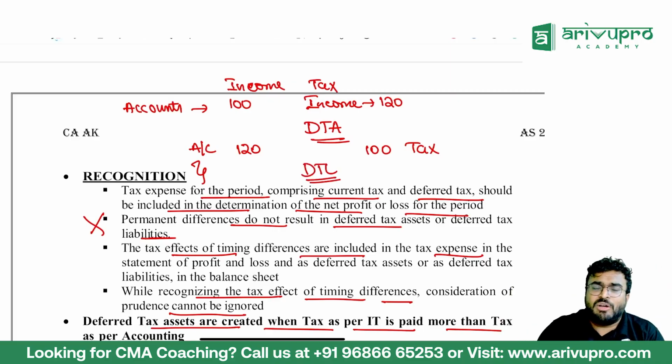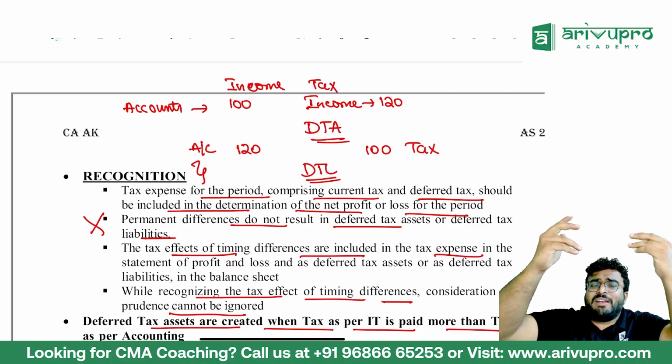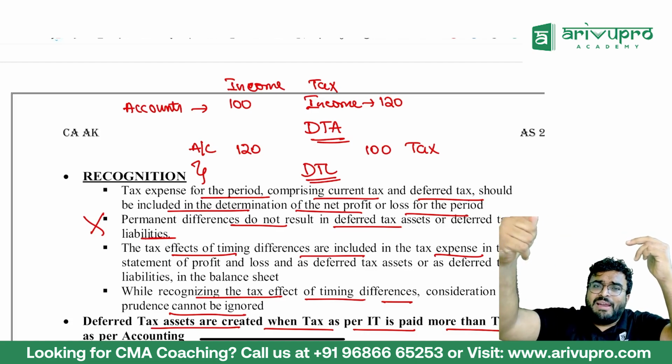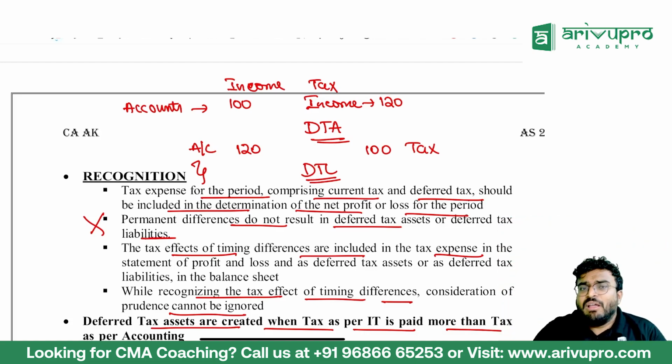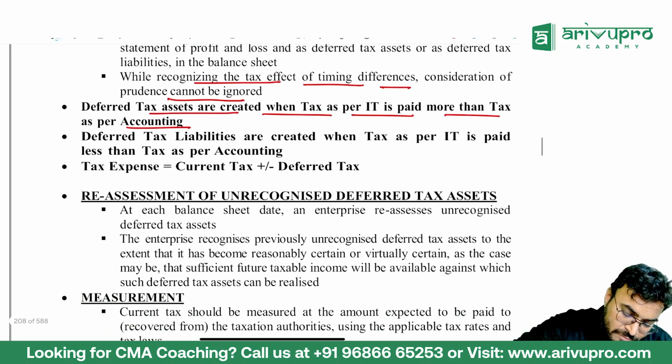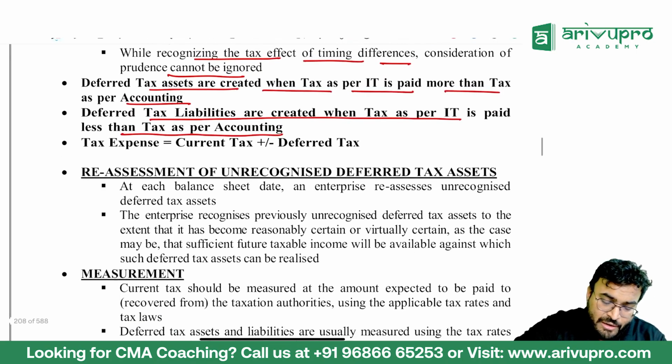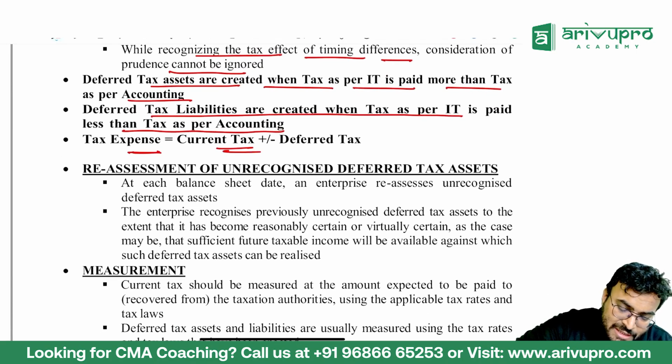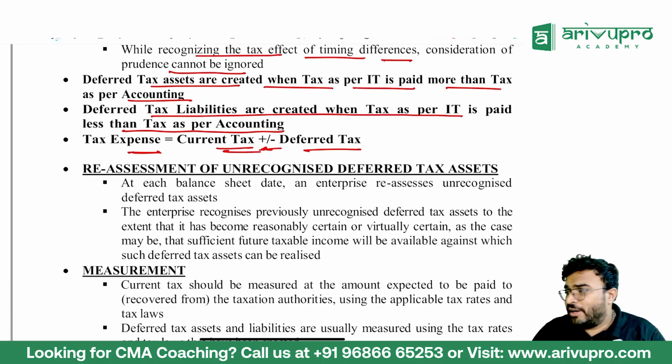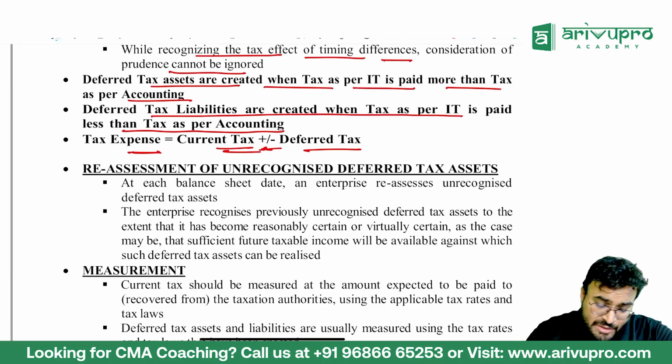Simple. You have to focus on, did you pay more tax as per income tax or did you pay less tax as per income tax? If you paid more tax as per income tax today, in future you will pay less. That is a deferred tax asset. If you paid less tax as per income tax today, in future you will pay more. That is a deferred tax liability. Now, deferred tax liabilities are created when tax as per income tax is paid less than the tax as per accounting. Tax expense is current tax plus or minus deferred tax. We already discussed this.